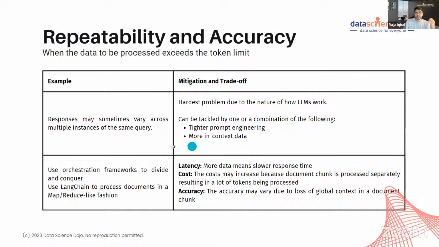Repeatability and accuracy, right? How do you handle it? Responses may sometimes vary across multiple instances of the same query. This is the hardest problem due to the nature of how LLMs work. Once again, tighter prompt engineering is almost always the answer, and then provide more in-context data. If you see that your prompts are fluctuating and the answers are not consistent, provide more context. The more context it has, the more the model will adjust its probabilities, and the answers are going to be very consistent.